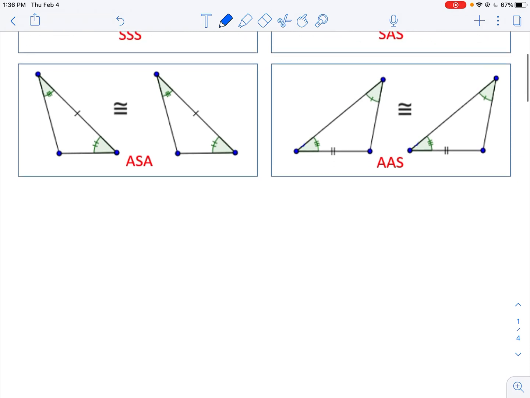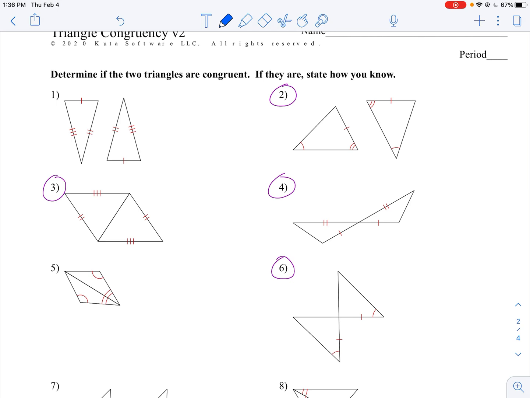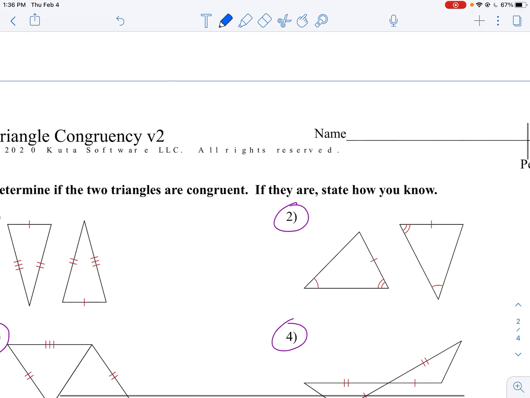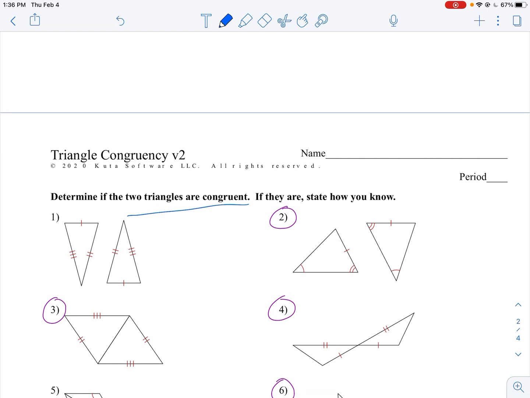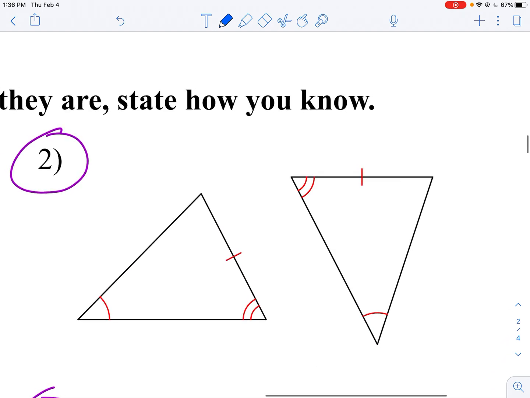And so we're going to dive in to your assignment, which is just a matter of recognizing them, looking at the congruent marks that are on the triangles, and figuring out if they meet one of those 4 criteria. So we're going to do some examples. In this section, you're determining if the 2 triangles are congruent. And if they are, state how you know. And we're just going to write out the theorem that lets us know that: side, side, side, side, angle, side, or angle, angle, side.